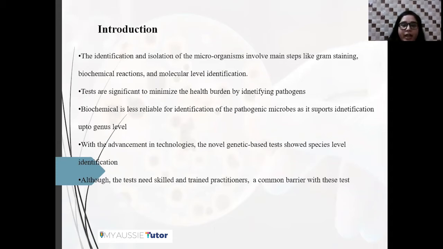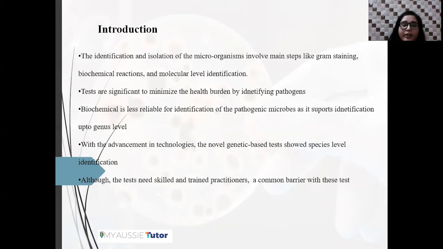However, the gram staining and biochemical reactions will not support identifying the microorganism at a species level. Therefore, the molecular level identification came into picture. These tests are significant to minimize the health burden by identifying pathogens. So, the healthcare professionals will be able to identify the pathogenic bacteria by following all these steps, including gram staining, biochemical, and molecular level identification.